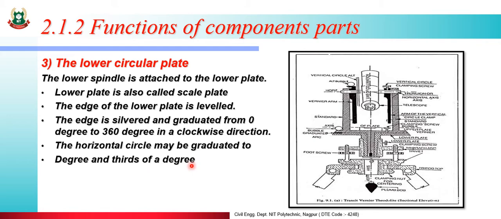In the compass, we already saw the circular compass. In the circular compass, 1 degree is divided into two parts, but in theodolite, 1 degree is divided into 3 parts and 1 part is equal to 20 minutes.